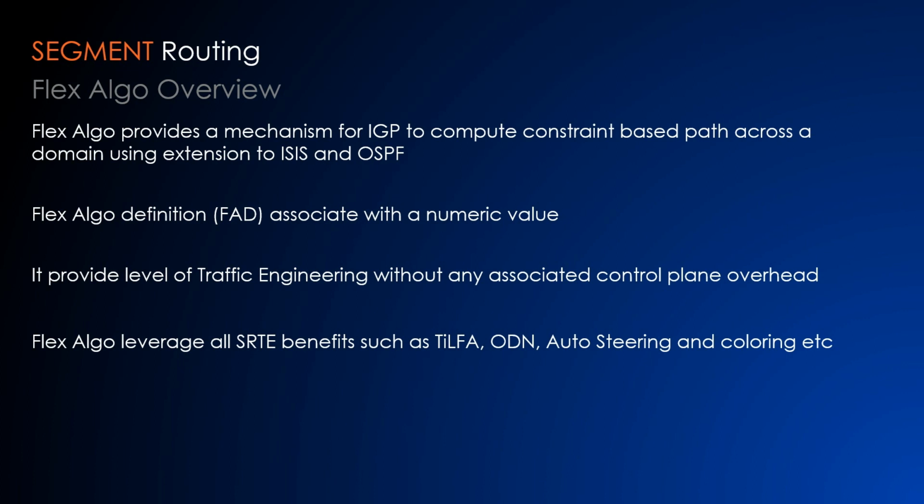When used with SR-MPLS, one or more prefixes can be associated with the Flex Algo identifier, thereby providing a level of traffic engineering without any associated control plane overhead or additional label stacking. This is the biggest difference between SR-TE and Flex Algo. Flex Algo actually enhances the routing protocol itself to create a forwarding entry based on algo definitions. Flex Algo leverages all the SR-TE benefits such as TI-LFA, ODN, auto-steering and coloring, etc.